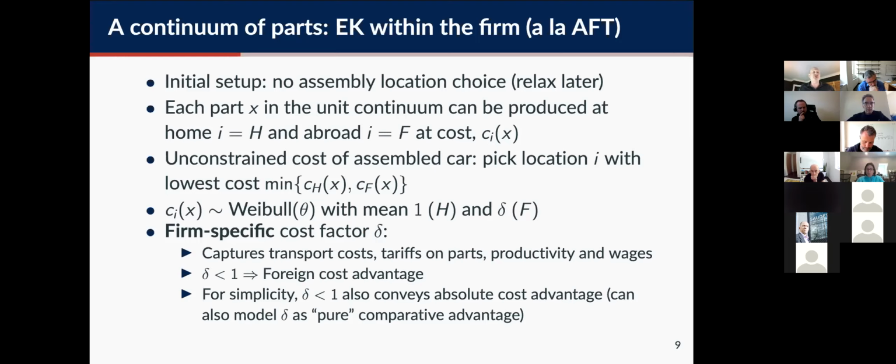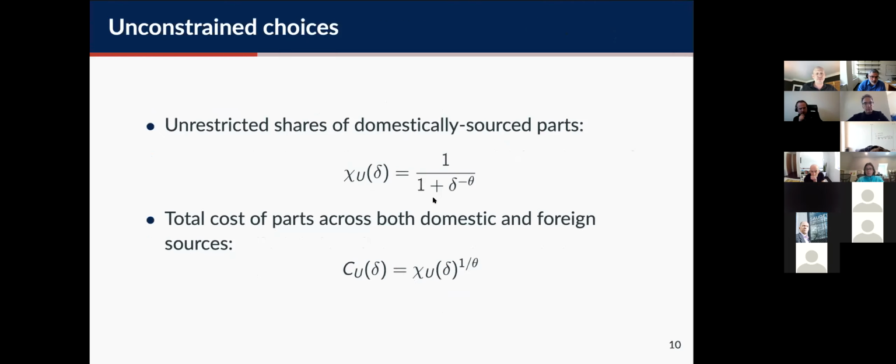Your cost is going to be 1 at home, and it's going to be delta if the part is produced in foreign. So delta less than 1 means the firm has a cost advantage in sourcing the parts abroad. Delta greater than 1, the firm has a cost advantage in sourcing at home. So we can derive the unrestricted share of domestically sourced parts. I think a lot of you will recognize these formulas.